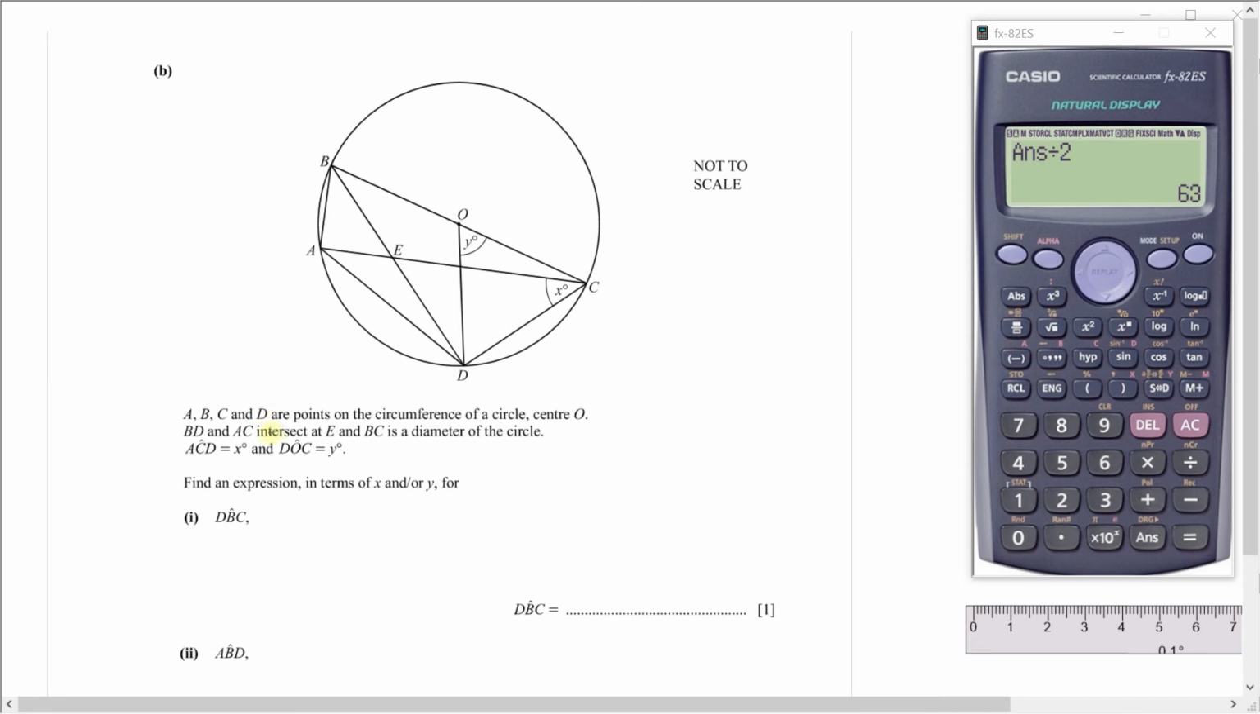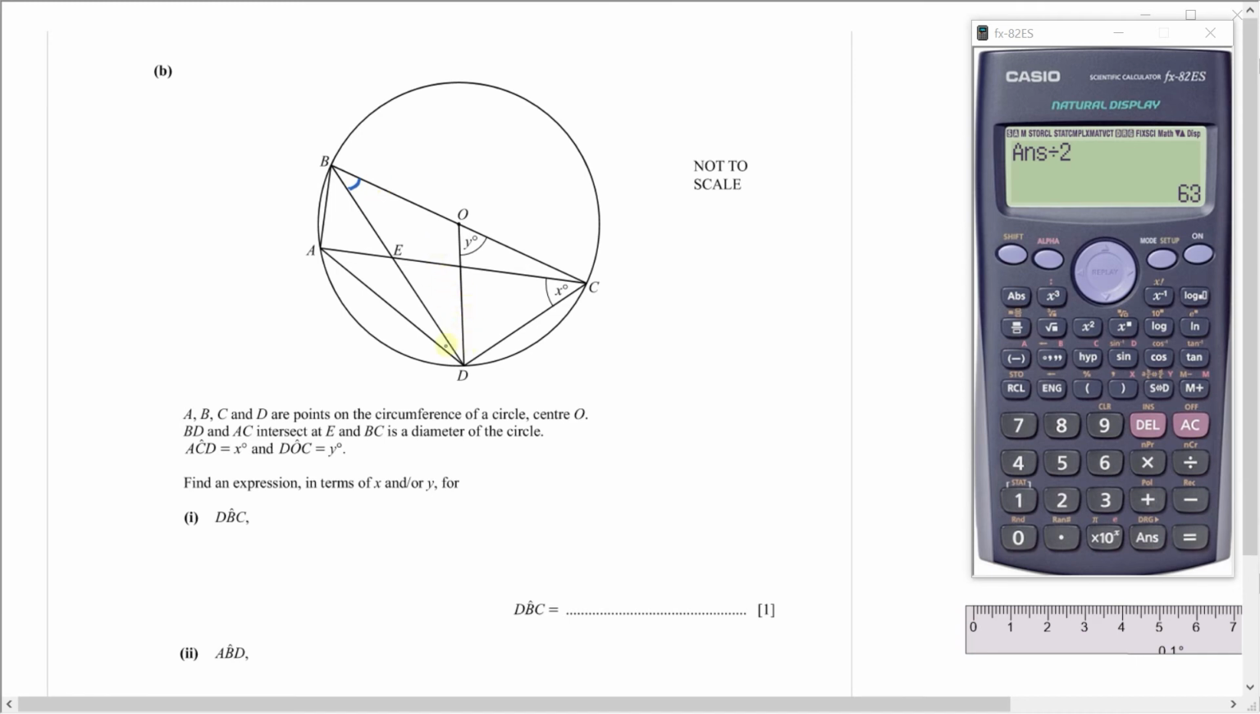Part B is: A, B, C, D are points on the circumference of a circle with center O. BD and AC intersect at this point E, and BC is the diameter. This angle is x degrees and this angle is y degrees. Find an expression in terms of x and or y for angle DBC. So DBC is this angle here.